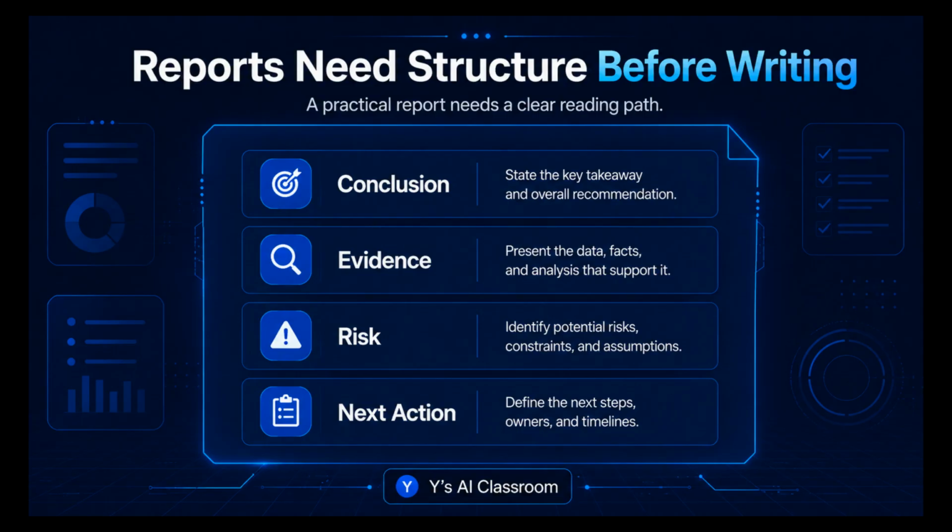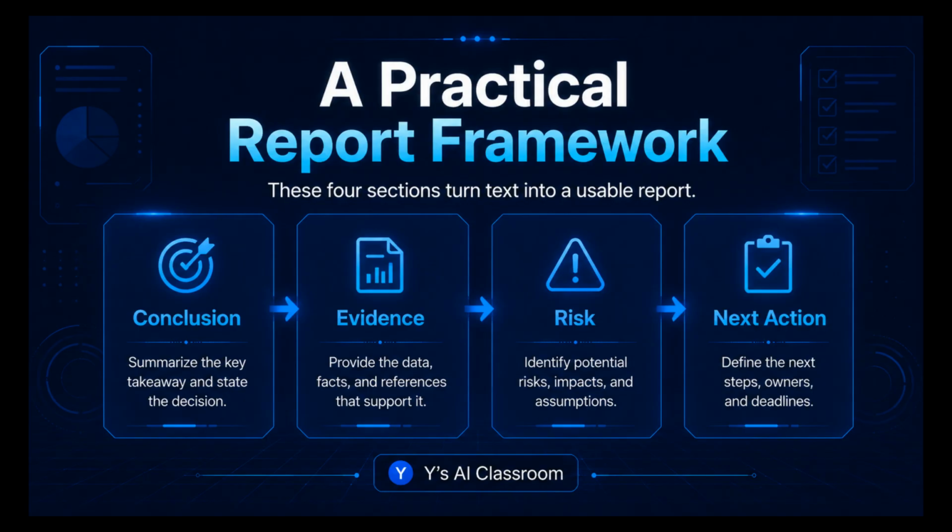Reports also need structure before writing. A report is not just a long piece of text. A good report helps the reader understand the situation, make a decision, and know what should happen next. If the structure is unclear, even good information can become difficult to use. A practical report can start with 4 sections: conclusion, evidence, risk, and next action. The conclusion tells the main point. Evidence supports it. Risk shows what to watch. Next action explains what should be done after reading. This structure helps the report become clear, reviewable, and decision-oriented.